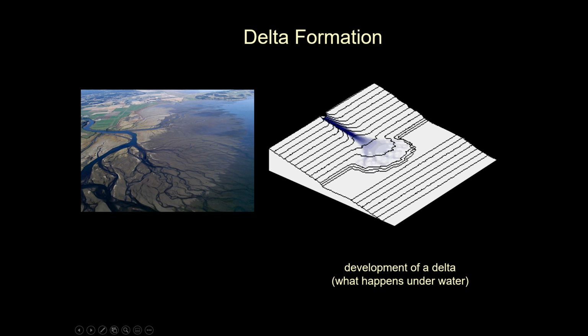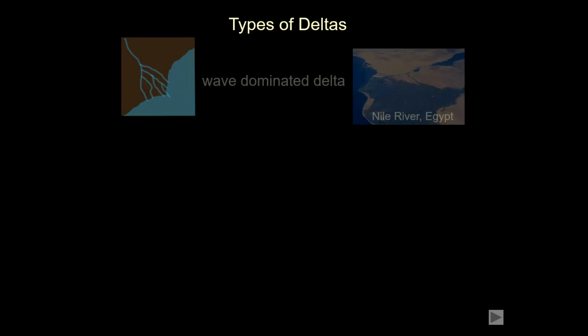And here in the photo on the left, you can see a number of distributaries associated with this delta. On the image to the right, imagine how these sediments are piling up and getting in the way and causing the river to form these distributaries as it pushes off in different directions. Let's take a look at some types of deltas for a moment.